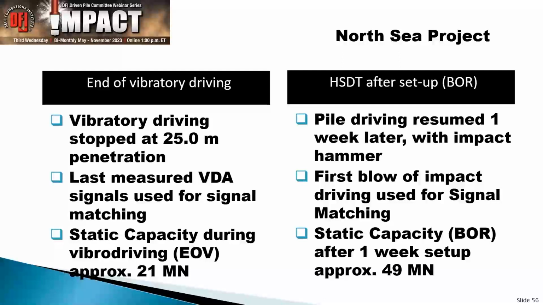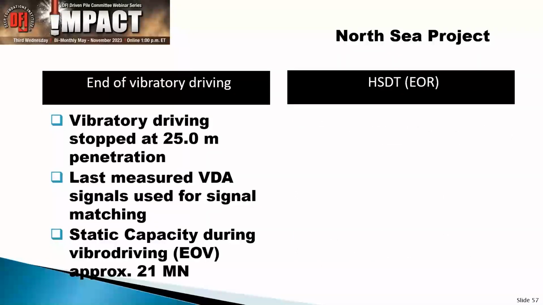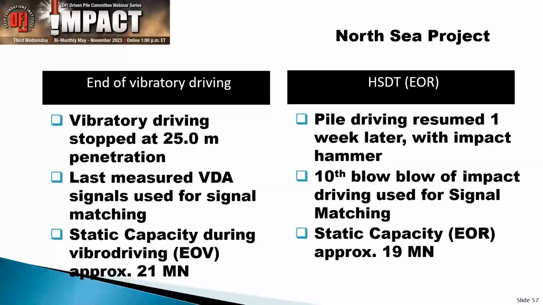But that was the beginning of restrike. Therefore, you can take advantage of the full amount of your setup. And that's where the nice thing came, because we then said, okay, let's continue with this whole thing and let's do an end of restrike. Use the 8th or the 10th blow to figure out, because by then you have broken again your shaft friction, you get a much more normal result that is more comparable to your end of driving.